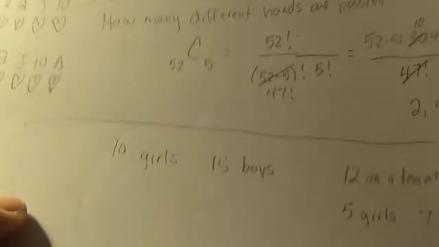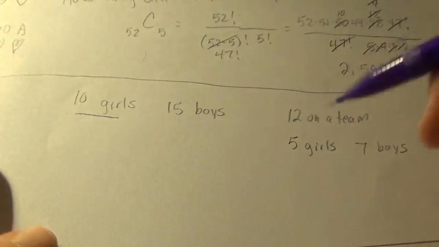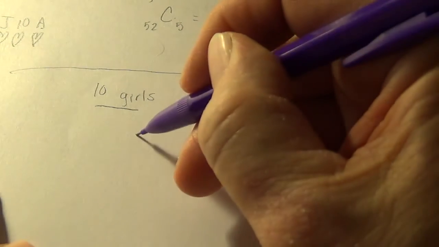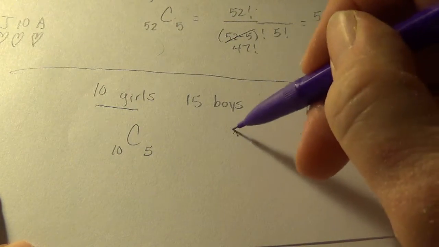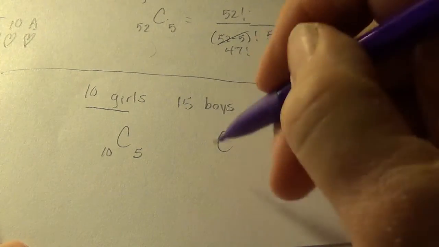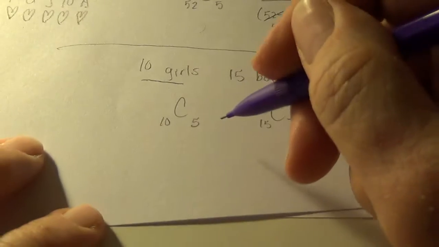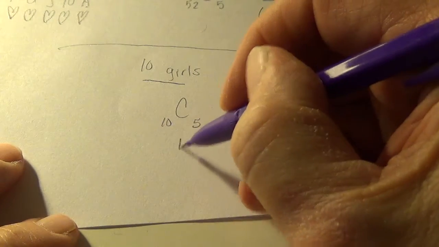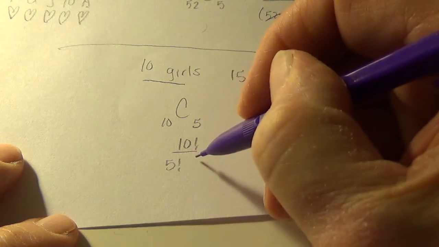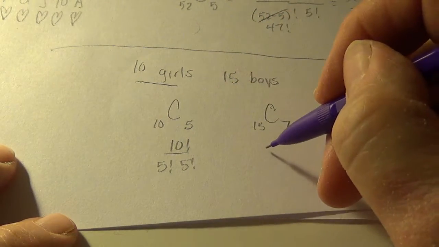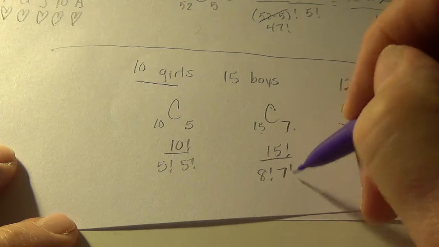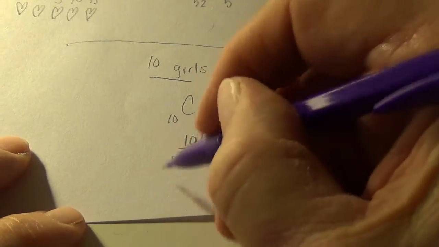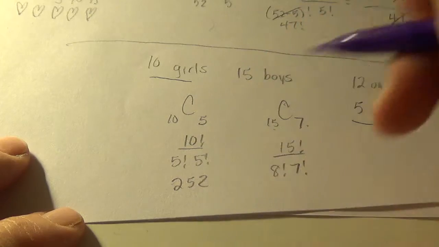So this time, however, I'm going to have to do this in pieces. So I have 10 girls total to pick from, and I can pick 5 of those. So I'm going to do a combination of 10 girls taking 5 at a time, and then I'm going to do the boys, a combination. There's 15 total, I can take 7 of those. So my math looks like this. 10 factorial over 5 factorial, 5 factorial. And here, 15 factorial over, 7 from 15 is 8 factorial, 7 factorial. So when I worked this one out, it came out to 252 different ways.